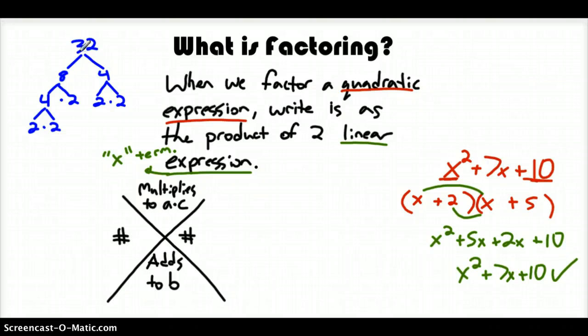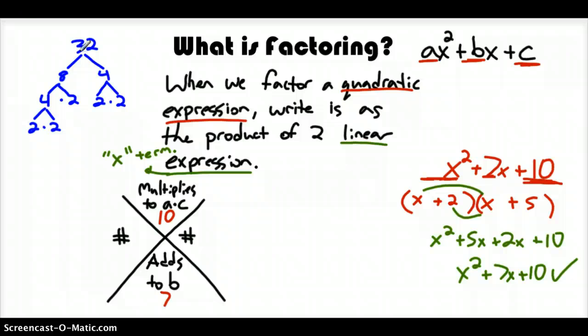Now, standard form of a quadratic expression is ax squared plus bx plus c. In this example, our a term was 1, 1x squared. Our b term was 7, and our c term was 10. So we're looking for 2 numbers that multiply to a times c, so 1 times 10, which is 10, and add to our b term, which was 7. The 2 numbers that multiply to 10 and add to 7 were 2 and 5, and so we wrote it as x plus 2 and x plus 5.